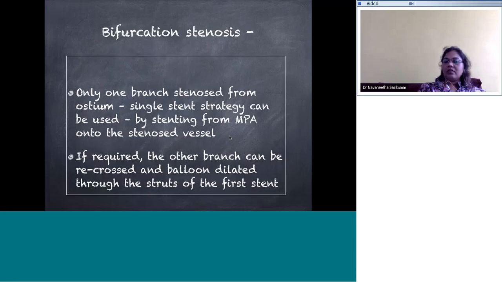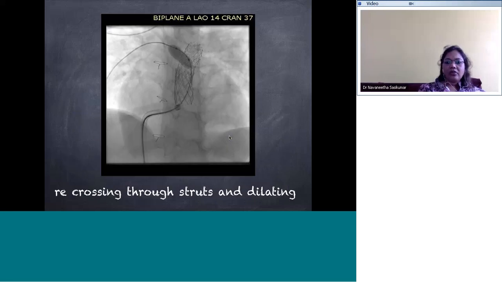And sometimes we have stenosis across a bifurcation, so you can just stent the main vessel and then look at the other vessel, see if the other vessel is compromised, as I said, if it is jailed or not. If required, you can even recross through the struts of the first stent and dilate. I will show what I am saying.